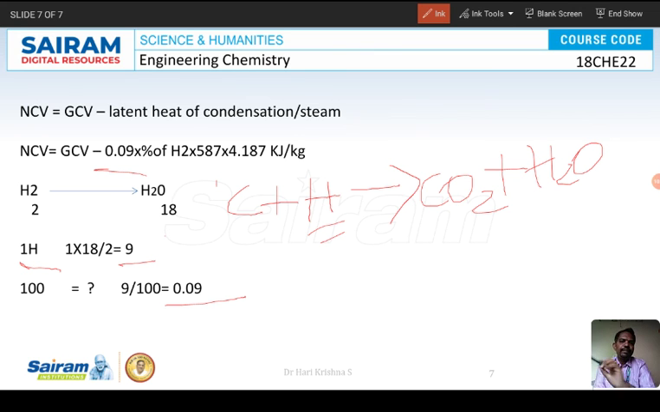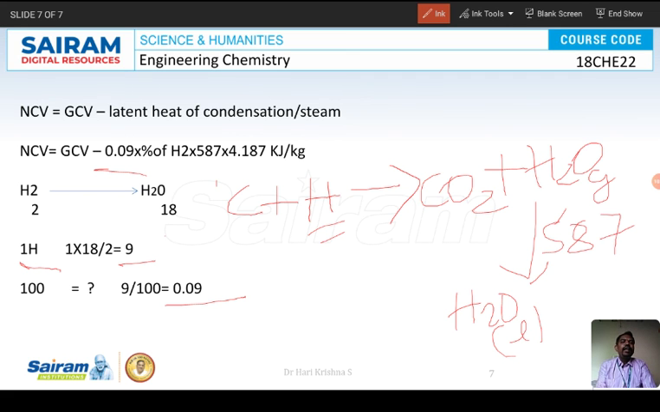So what is this 587? It is latent heat of steam. Water is in the form of gaseous state. When water vapor condenses to form water in liquid state, for 1 gram of water vapor to form liquid water, it liberates 587 calories of heat. How much? 587 calories of heat is liberated. That is included in GCV, right? So when 1 gram of water vapor is condensed to liquid water, 587 calories of heat is liberated. So that is included over here.